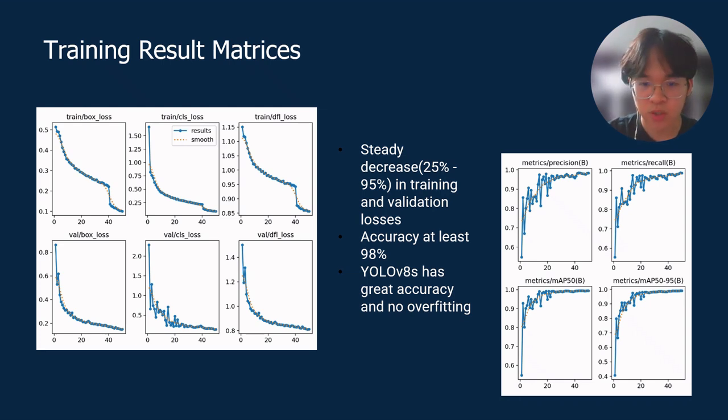And on the right side are the accuracy metrics, which include precision, recall, mAP50 and mAP50-95. You can see here all of these values have at least 98% accuracy, which we think is a very high value. And thus, with the very low loss values and the high accuracy values, we can say that the trained YOLOv8s model has great accuracy and is without overfitting.